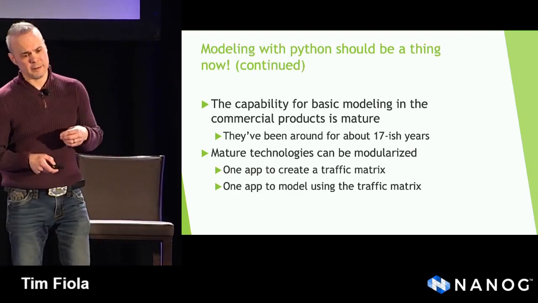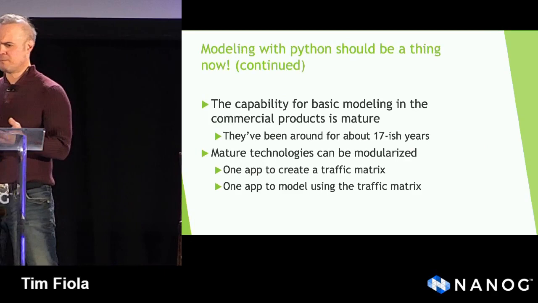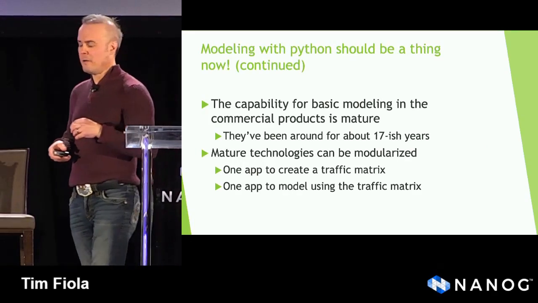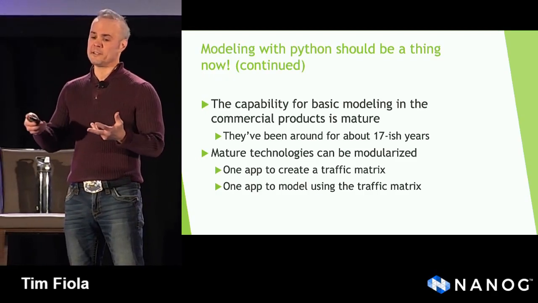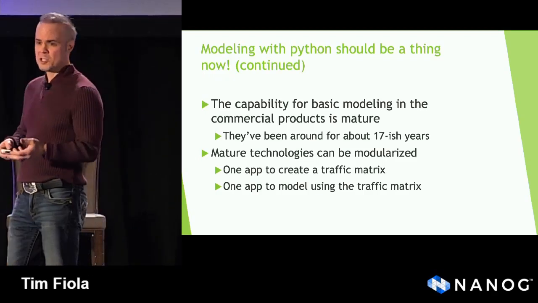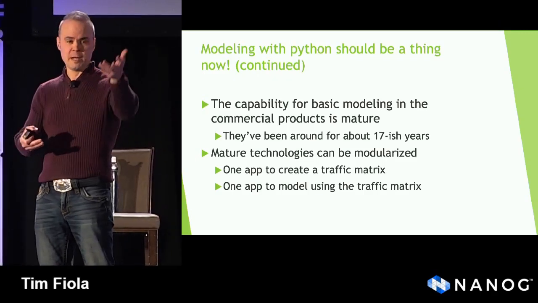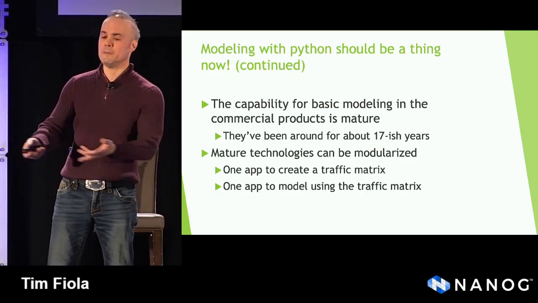More reasons why this should be a thing. The capability for basic modeling is very mature. These commercial products have been around for 17-ish years. Mature technologies can and should be modularized. So for instance, you can have one app to create a traffic matrix, maybe PMACCT. One app to model that uses the traffic matrix, maybe PyNTM.